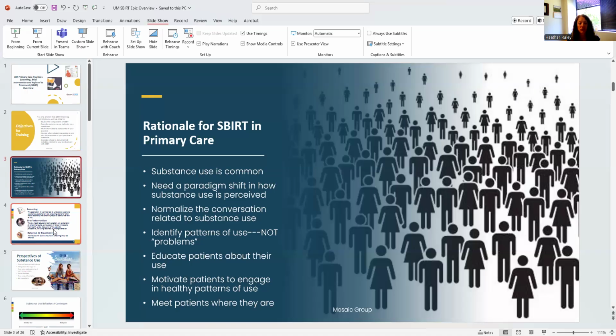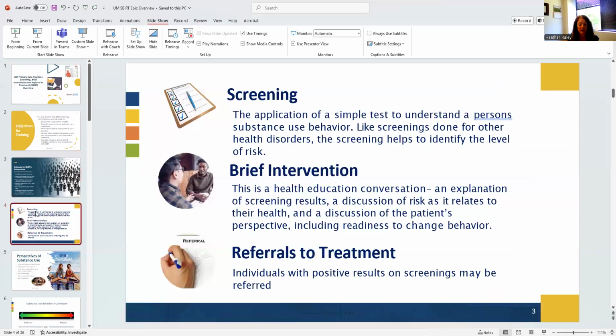The overarching goal of the SBIRT workflow, regardless of the healthcare setting, is to meet patients where they are. We understand that many patients may not be interested in abstaining from use or reducing their use, but it is important to ensure that they're making an educated decision given the information that's provided.